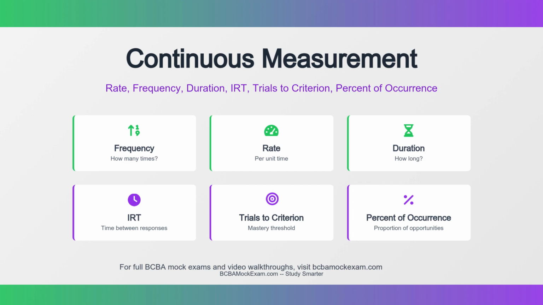If you're preparing for the BCBA exam and you want the clearest, fastest way to understand what the test really expects from you, you're in the right place. Continuous measurement is one of the highest yield topics on the exam, and mastering it can instantly boost your confidence and accuracy. In this video, we'll break down rate, frequency, duration, IRT, trials to criterion, and percent of occurrence with clean definitions and exam-style thinking.